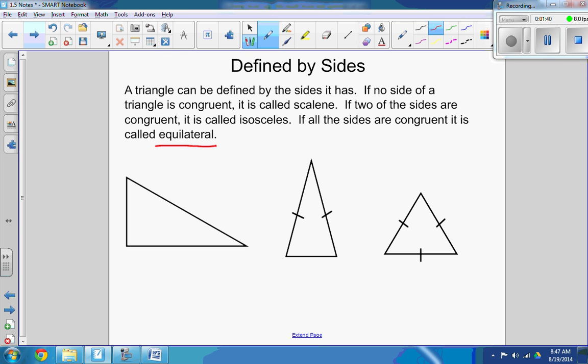So this one, no sides are congruent, so it's scalene. 2 sides are congruent, so this is isosceles. And this one, all 3 sides are congruent. This one is equilateral. Again, also equiangular.